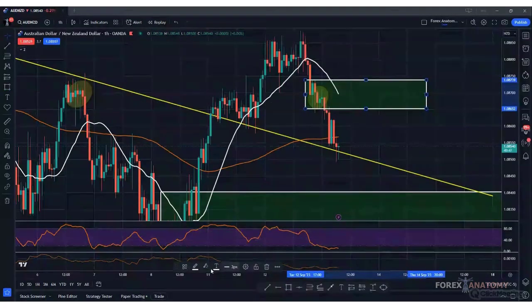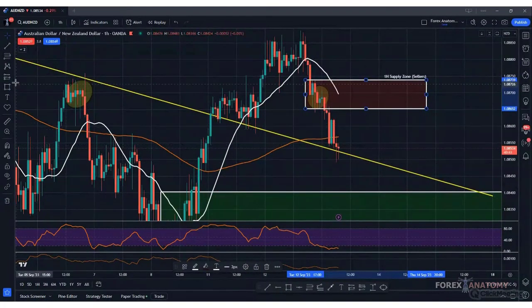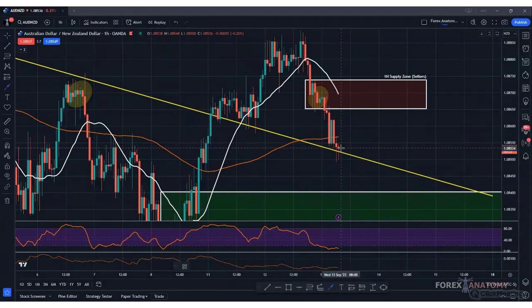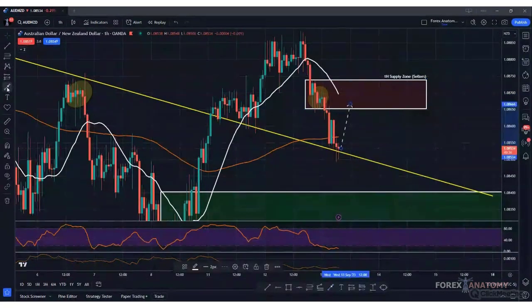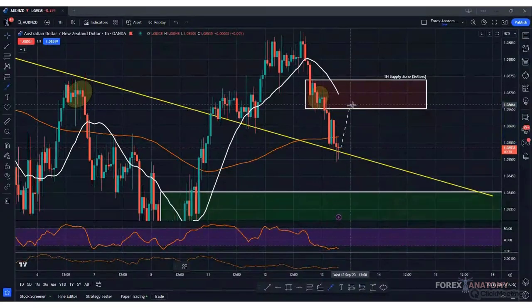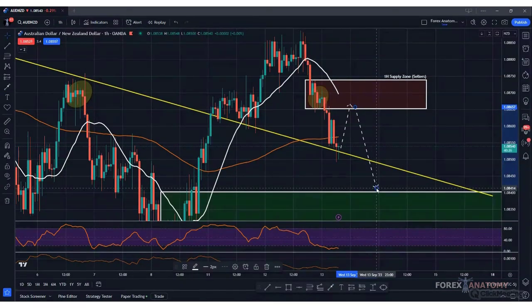And what we're going to do is look for price to correct up into this zone and then look for an opportunity to short upon bearish confirmation. And then we can maybe target the lows or even shoot for extended targets like this 4-hour demand right here. But yeah, this is what we're expecting for Aussie Kiwi.